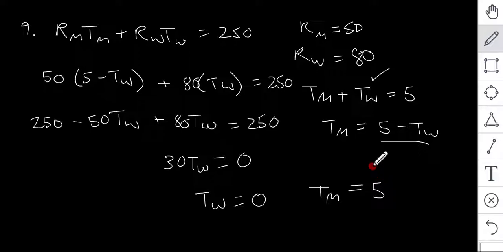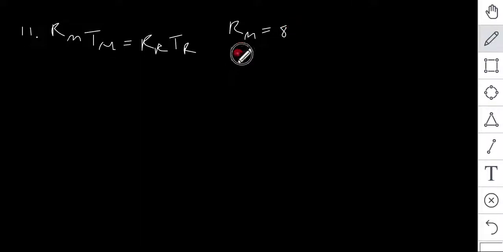Okay, the next one's a similar one. It's problem number 11. So 2 different people put these on here. So let's just erase that. We're going to do problem number 11. Same idea, probably just a tiny bit more complicated. R sub m, t sub m equals r sub r, t sub r. Different kind of distance problem, just a note for the future, which we're going to do distance problems this week. R sub r equals 2, and 5 minus t sub m equals t sub r.